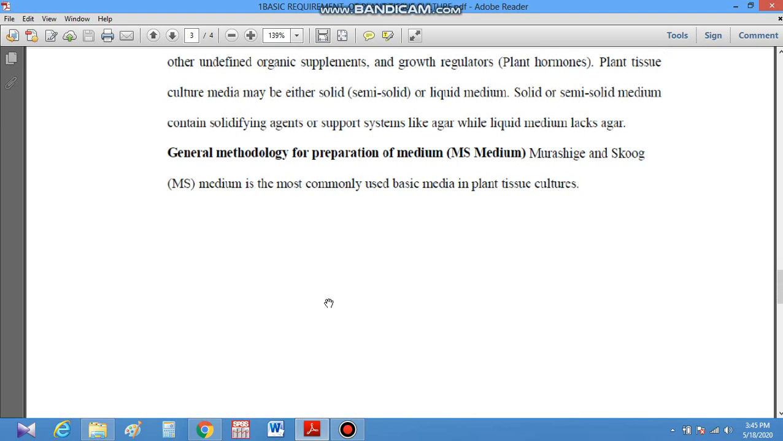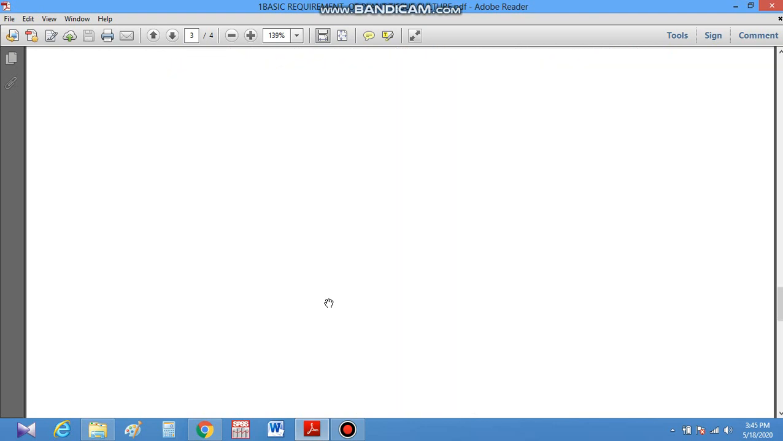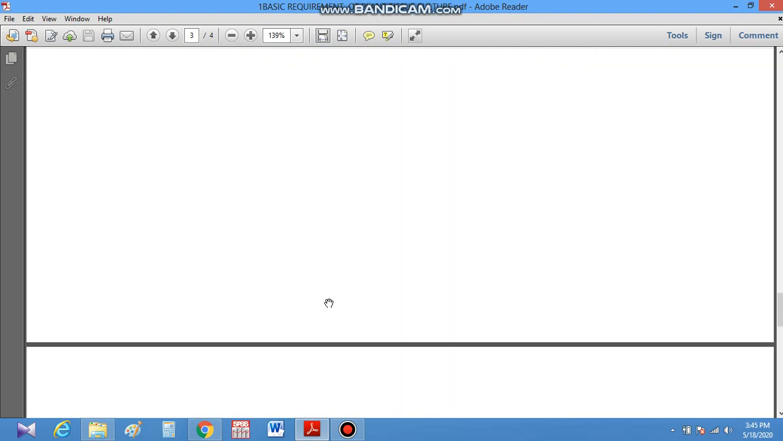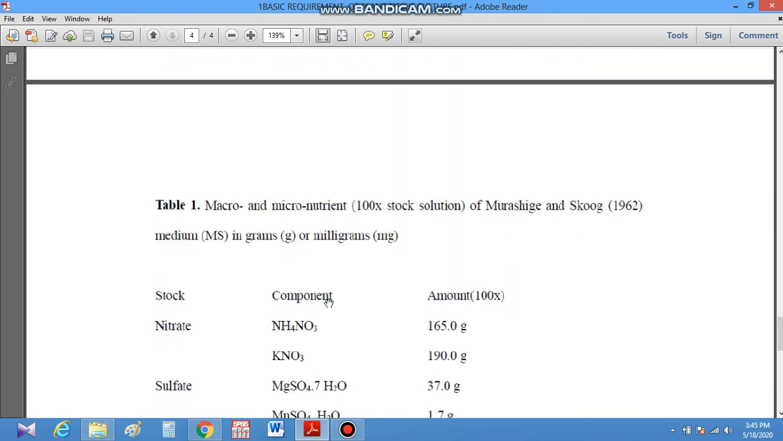The medium has to be modified as per the requirement of a species. The culture medium developed by Murashige and Skoog is used with some modification in various crop species.